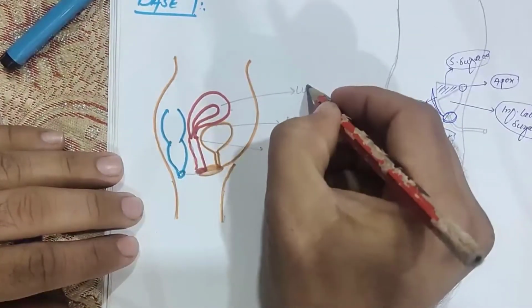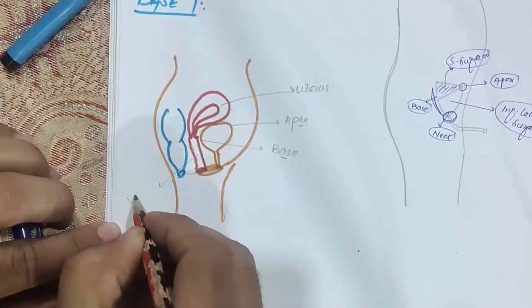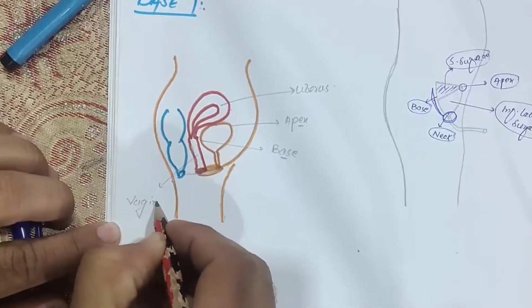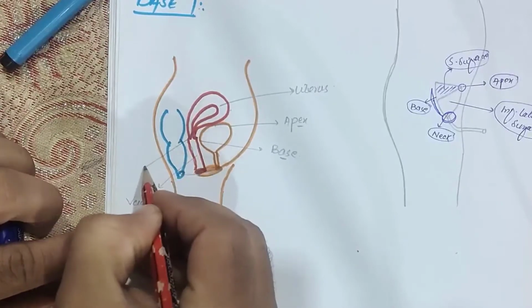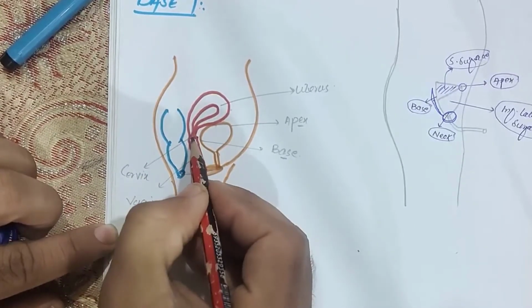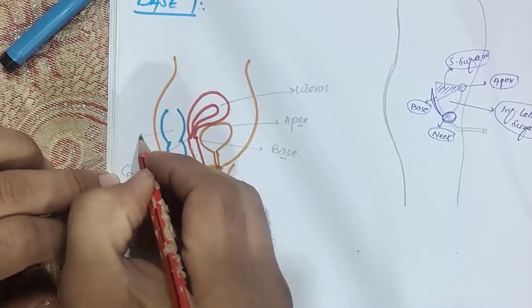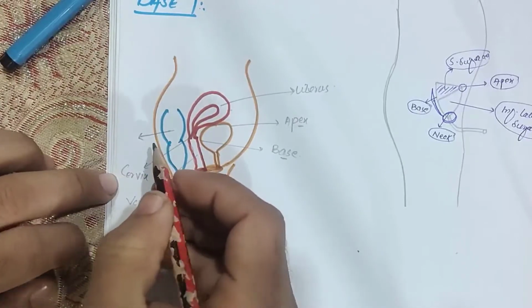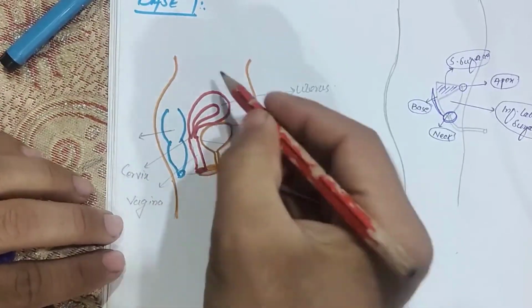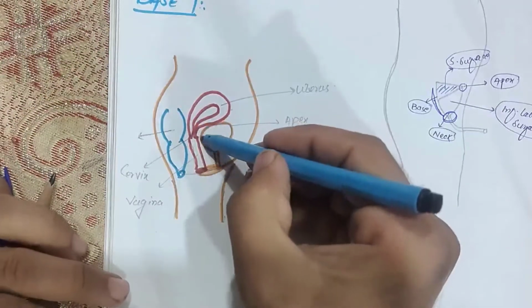So what is this? This is the uterus, right? And here is the vagina of the female, right? This is the cervix, right? Cervix of the uterus. And what is this? You can also say the rectum, right? Rectum of the female.